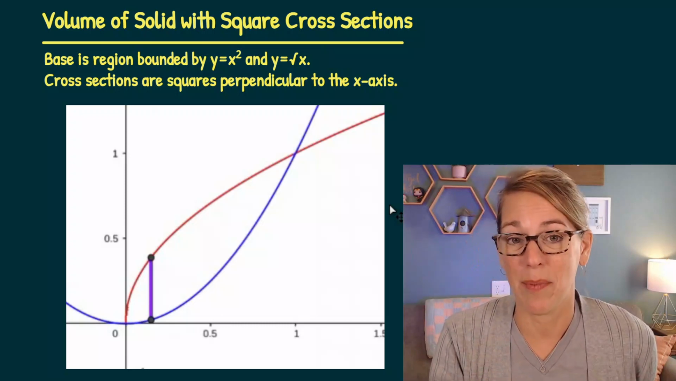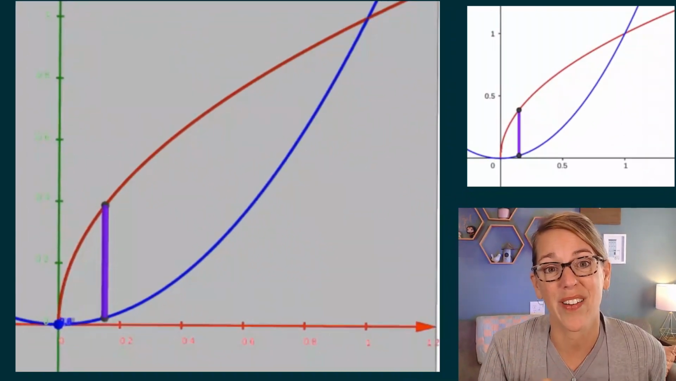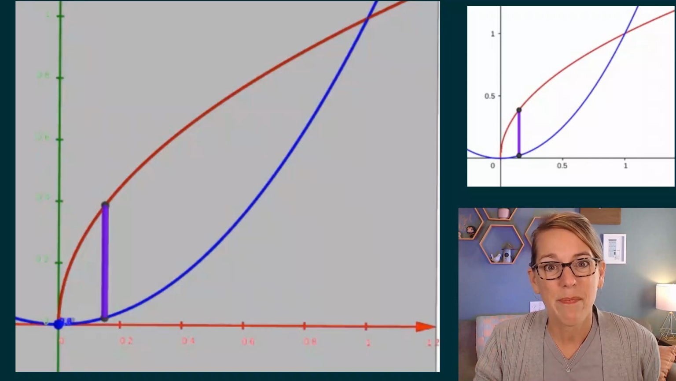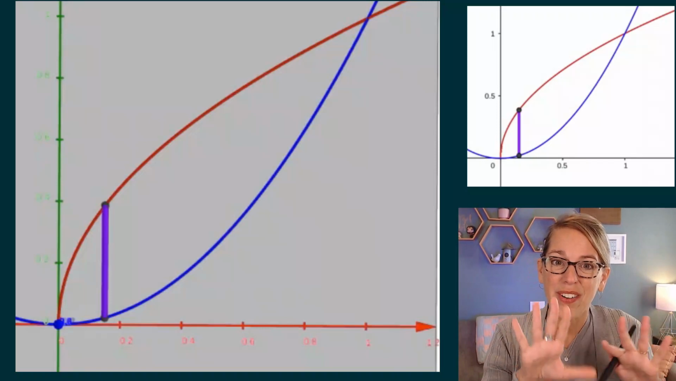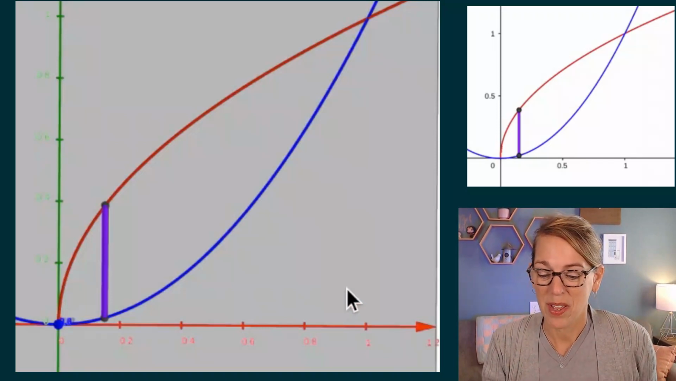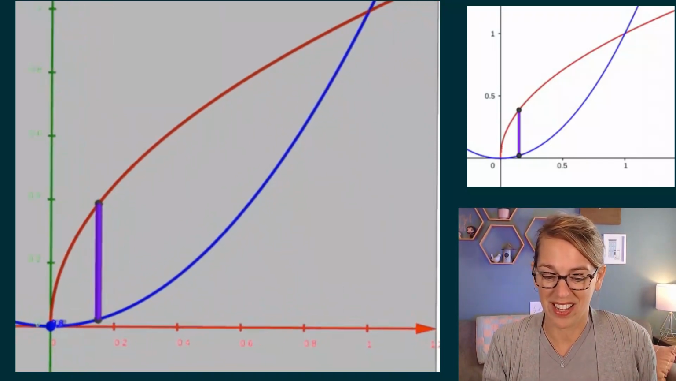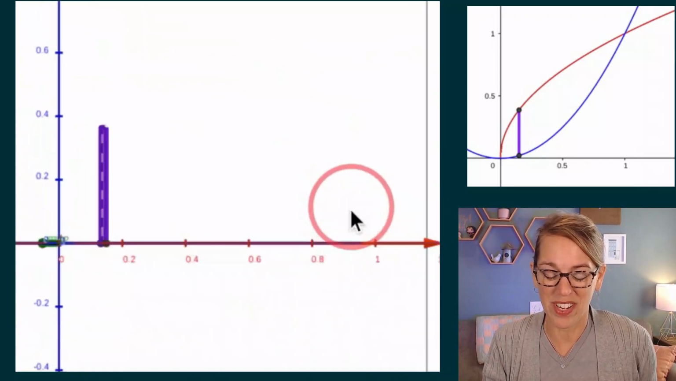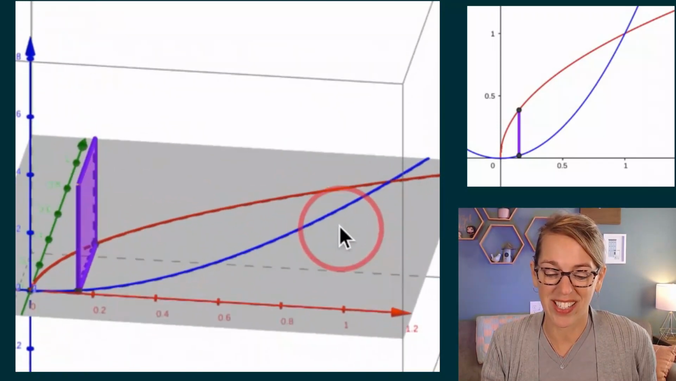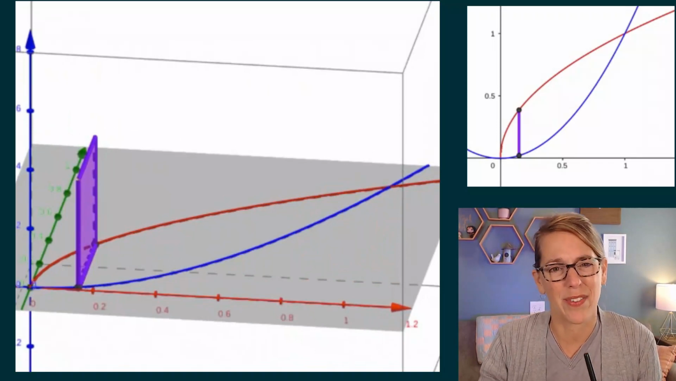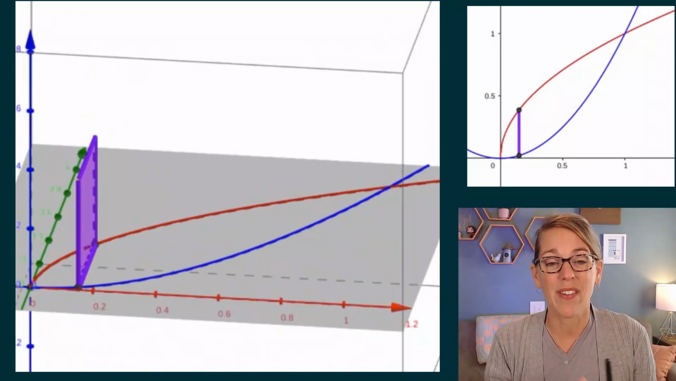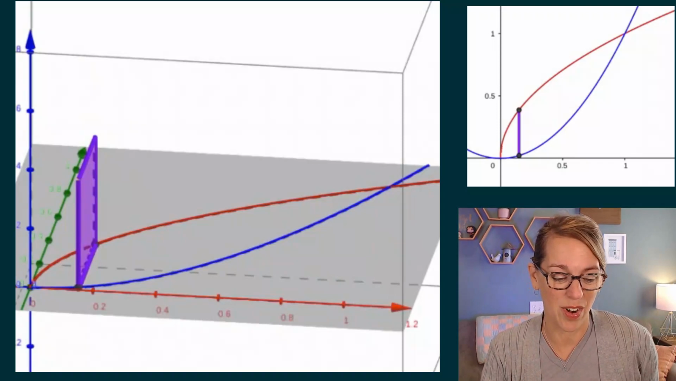If you take a look at this applet, kudos to the creator down in my description, you can get a better idea of what this looks like. We are looking right now down at the coordinate system, but if I change my view here, I can actually get a better view, and I can see that my base now is that kind of curved diamond shape, and I've got just one square as a cross section.